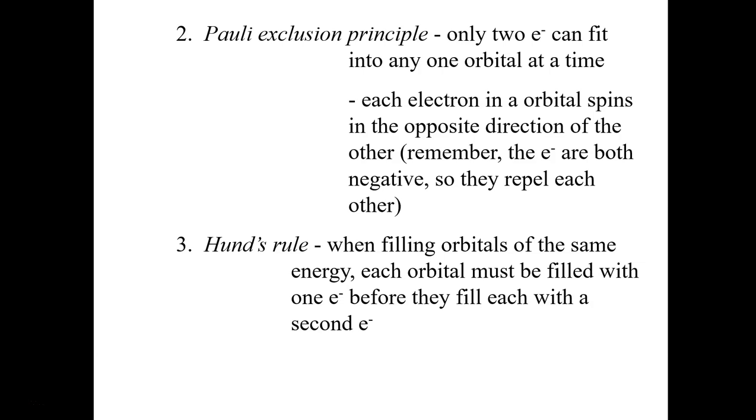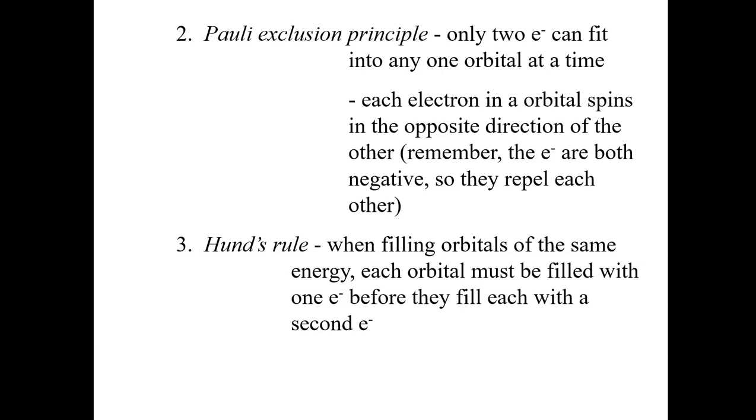Now, that's what this rule is all about. This rule is about every orbital in a certain sublevel getting firsts before they get seconds. And I'll show you kind of how that's going to look here in a minute. That's it. Those are the 3 rules.